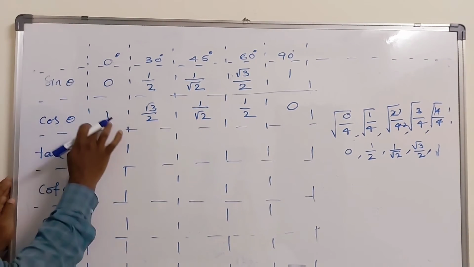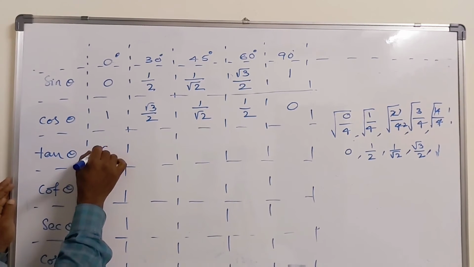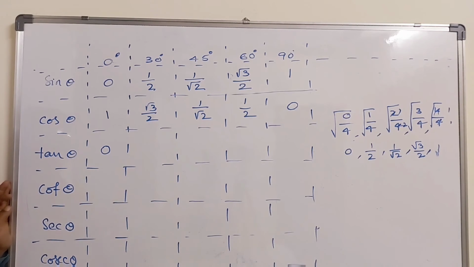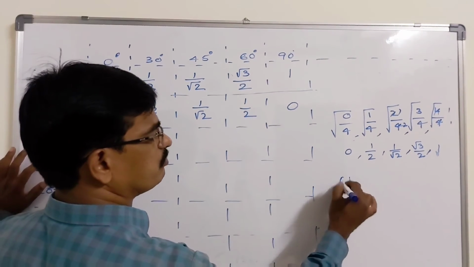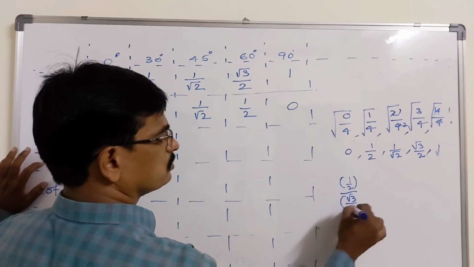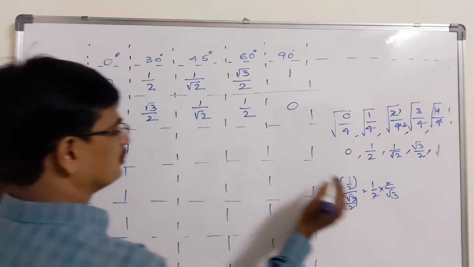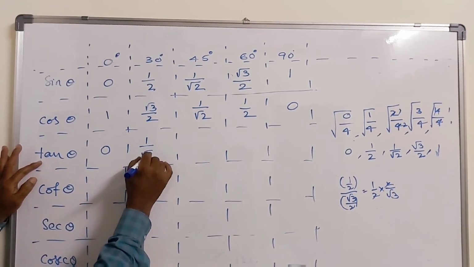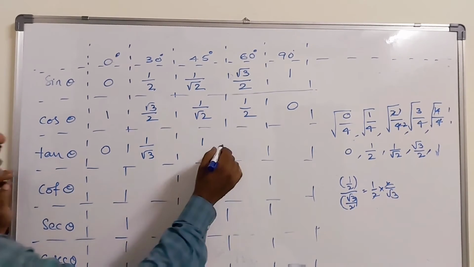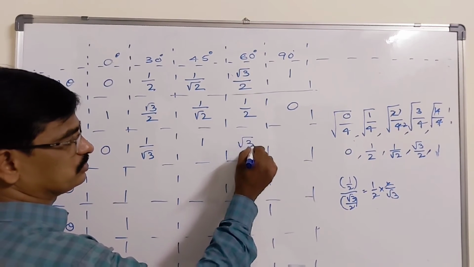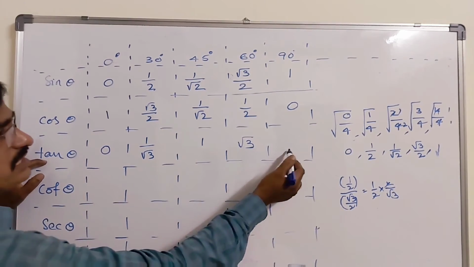Now tan means sin by cos. 0 by 1 is 0. Okay. Now 1 by 2 divided by root 3 by 2. See here, how much will you get? 1 by 2 into 2 by root 3, then you will get 1 by root 3. And tan 45 is 1. Okay. And tan 60 is root 3. Okay. Tan 90 is infinity.